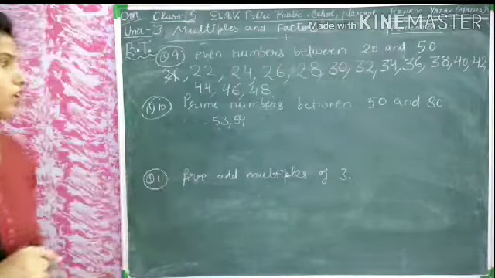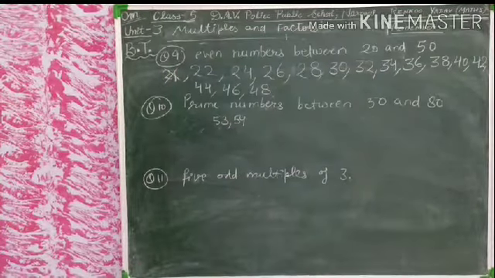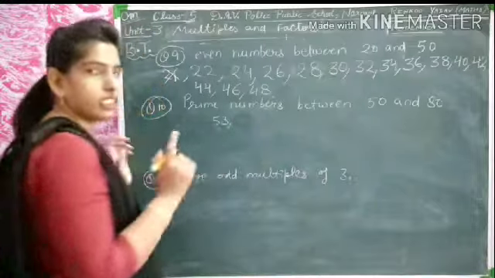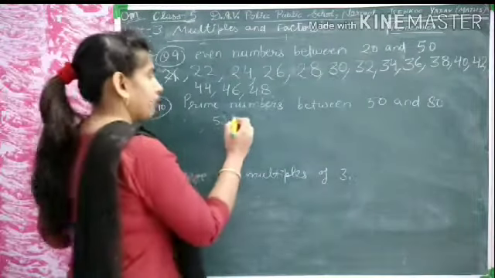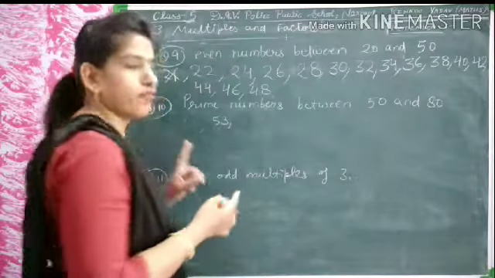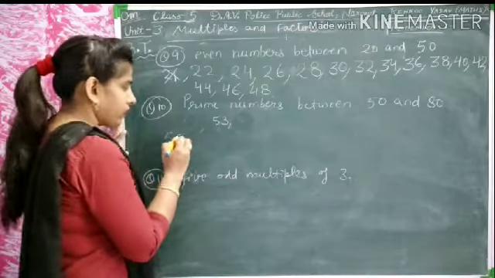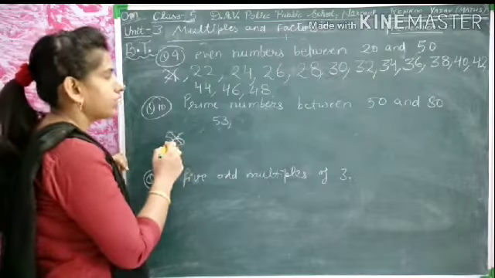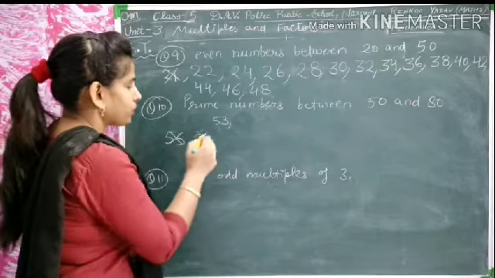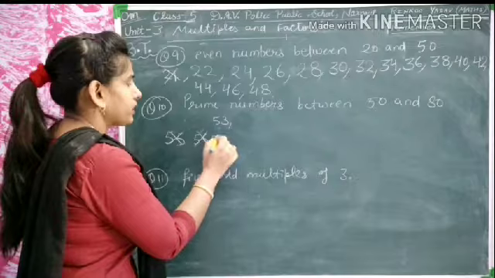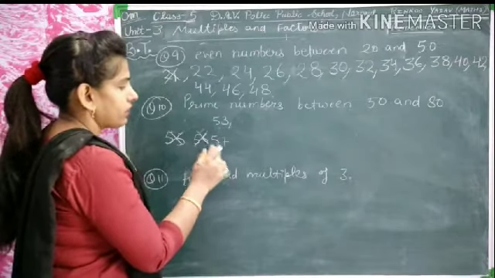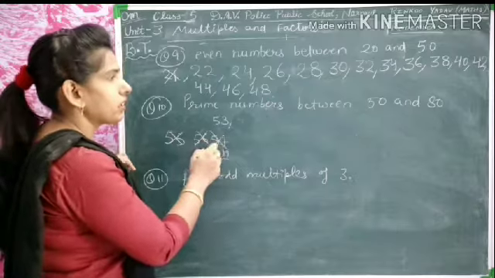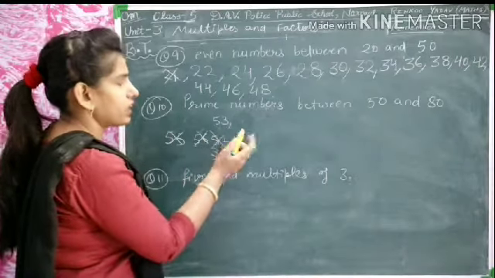Now 53, yes. So students, there is a prime number 53. 54 is an even number, not a prime number. 55 is divisible by 5 and 11, so it will not be. And 56, no, because it is an even number. 57 is divisible by 3 and 19, so it will not be a prime number.